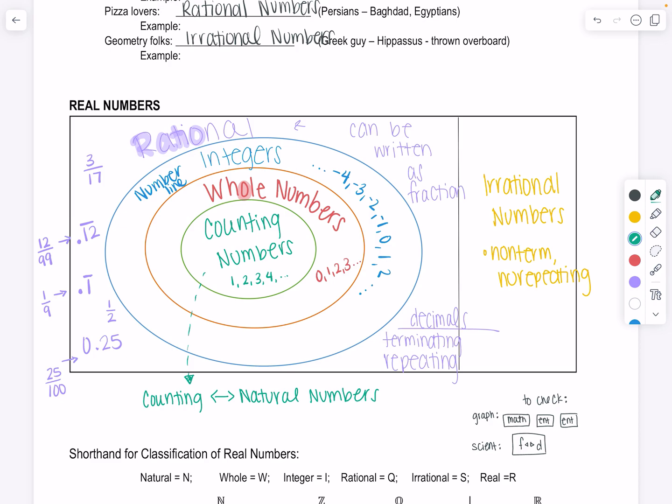And then on the other side, the other type of real number are our irrational numbers. The stem ir meaning not rational. And so these are anything that cannot be written as a fraction, and more specifically, non-terminating, non-repeating decimals. So cannot be written as a fraction. The most famous one, pi, and then you've got square root of 2. Square root of 2 cannot be written as a fraction. It is a non-terminating, non-repeating decimal.